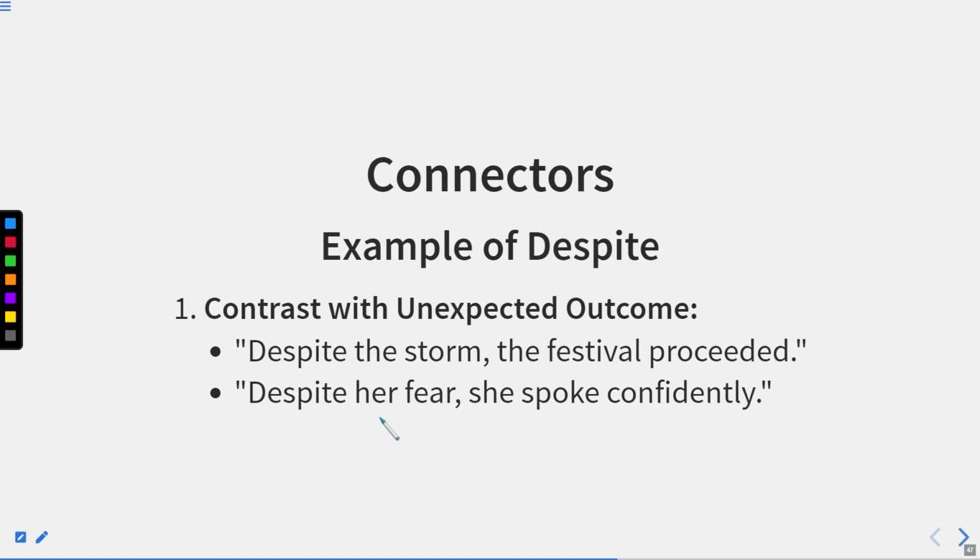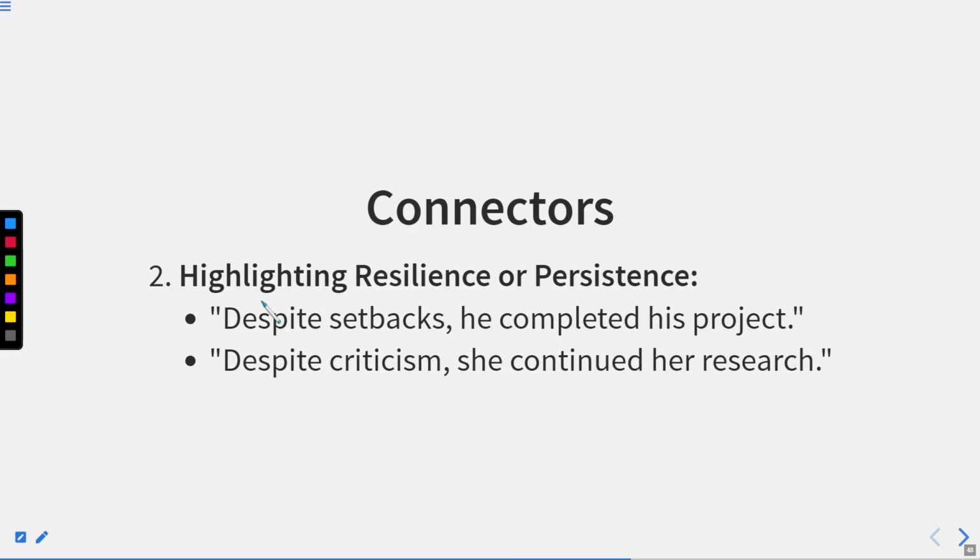Examples of despite: contrast with unexpected outcome. Despite the storm, the festival proceeded. It means there was a storm, but it did not affect the festival. It proceeded. Despite her fear, she spoke confidently. Though she was afraid, still she spoke confidently. Highlighting resilience or persistence: despite setbacks, he completed his project. Despite criticism, she continued her research. It means nothing could prevent them from doing something, so they did whatever they wanted to do.